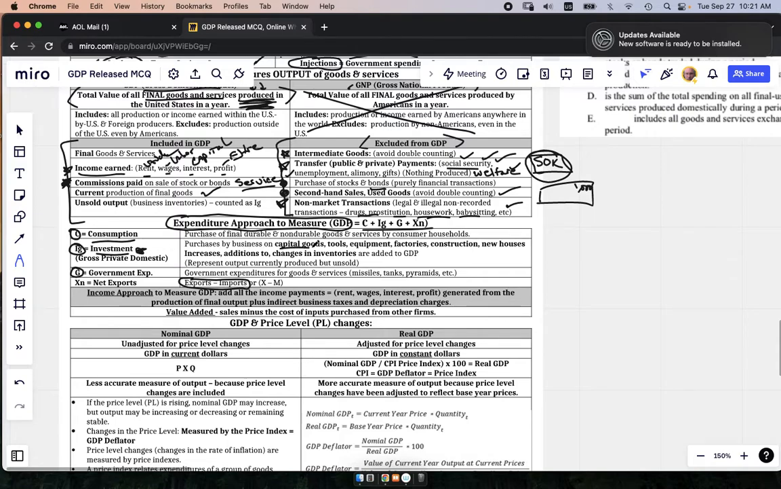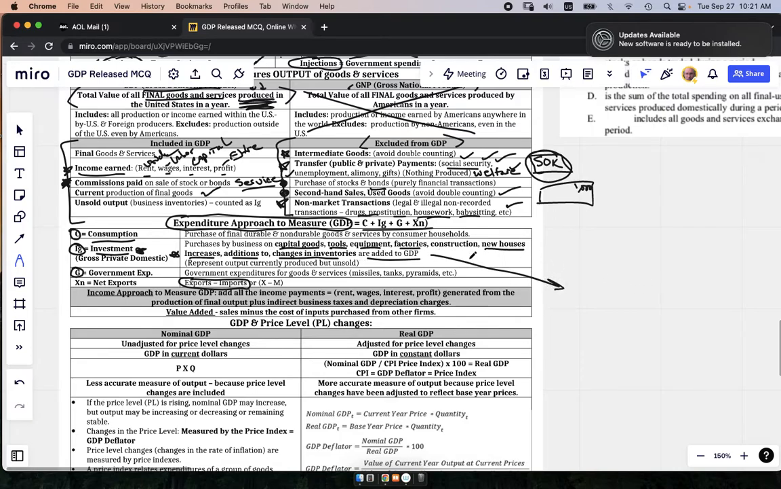It is capital goods. I think of it as tools, equipment, factories, machinery. It is also new houses. Those are considered investments. And where the College Board gets really tricky is these additions to inventories. We could say there's increases, additions, or changes in inventories. All are added to GDP. And you're going to say, Charles, I don't know what you mean by that. And I agree. Why would we?